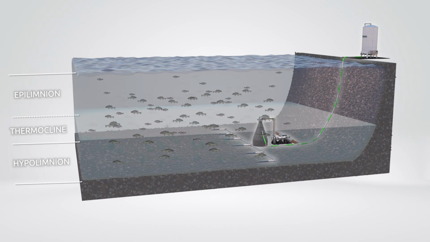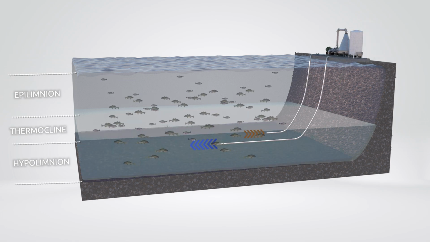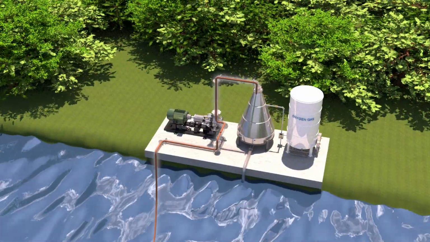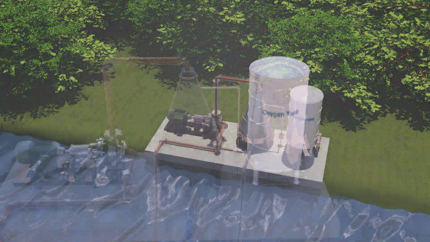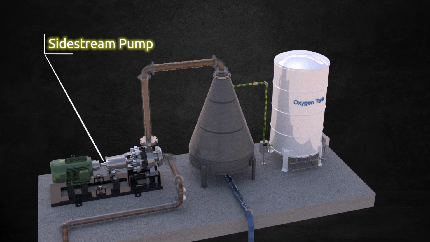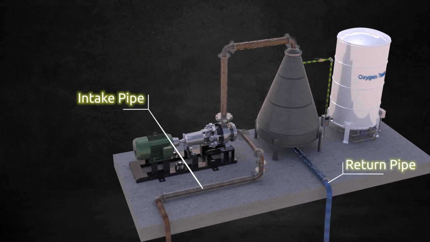The equipment can be submerged on the lake bed or installed onshore. In both configurations, a side stream pump continuously circulates raw water through a cone-shaped reactor vessel, known as the Speece Cone. Piping draws intake water from above the sediment and returns the oxygenated side stream to the same depth.